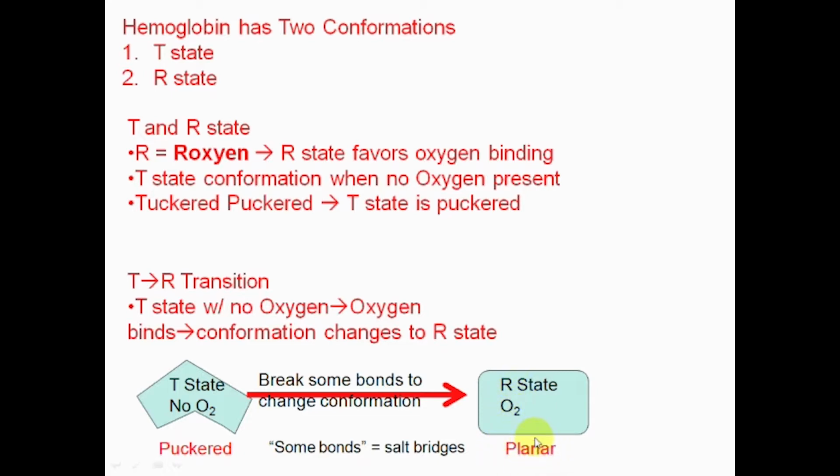We're planar. And so usually when we have a conformational change, there's breaking or making of weak bonds. And so when oxygen binds here, it causes breaking of some bonds to change conformation. And in biochem class, you'll probably hear those bonds referred to as salt bridges, or like a bunch of ionic bonds. Okay?